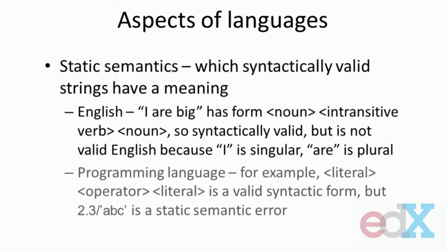In programming languages, we're going to see similar things. For example, having a literal followed by an operator, followed by another literal. And a literal just refers to a number or a string or some other legal combination of things. That literal operator literal is syntactically valid. But, for example, we'll see in Python that 2.3, the slash, and the string ABC is not semantically valid. It's a static semantic error because we can't divide numbers by strings. So again, as we talk about our language, we're going to talk about the static semantics of putting things together to create legal expressions.